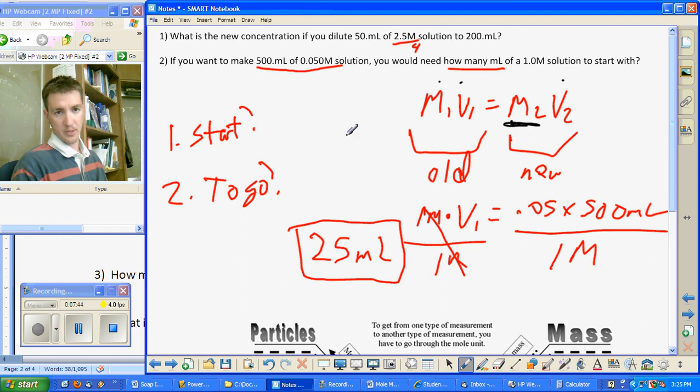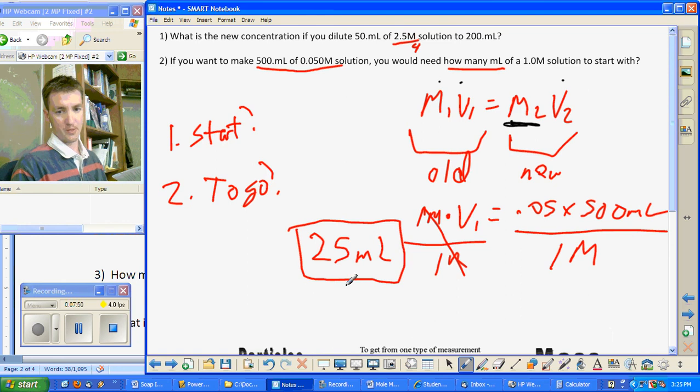Alright, so what that means is if I were going to write the instructions for how to make this, I would say step 1, measure out 25 milliliters of your 1 molar solution. Step 2, add water until it hits 500 milliliters. So that's how I can make 500 of that solution.